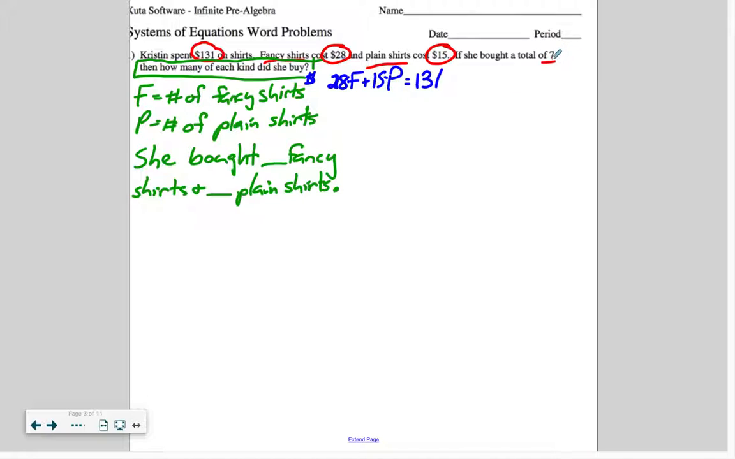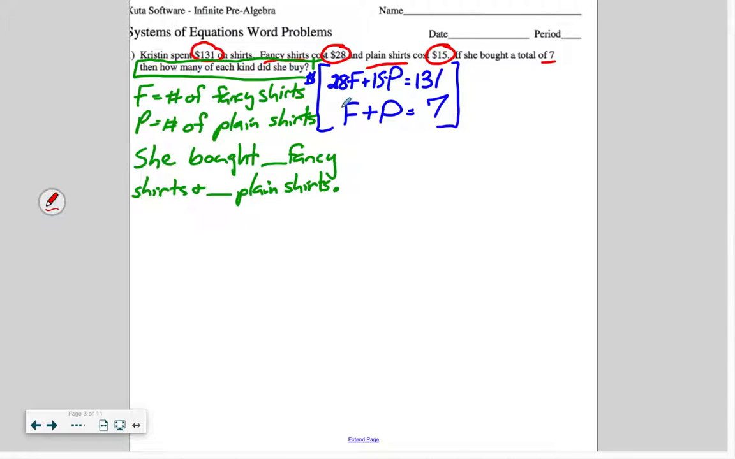We also know that she bought 7 total shirts. Now F represents the number of fancy shirts she buys, and P represents the number of plain shirts she buys. So when we add the number of fancy shirts plus the number of plain shirts, that needs to equal 7 shirts. So here is a system of equations using the factual information we were given, and from here we can figure out how many fancy shirts she bought and how many plain shirts she bought.